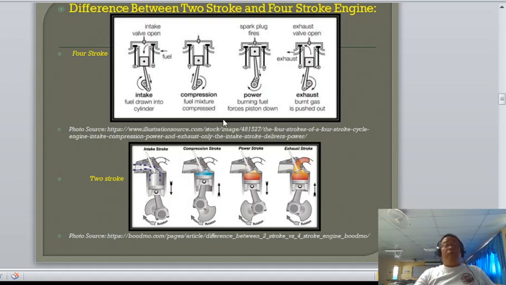So let us now consider the difference between the two-stroke and the four-stroke engine. We will notice that for a two-stroke engine, the cycle is completed in one revolution of the crank, or flywheel. Take note that the cycle is completed in one revolution only. But for a four-stroke engine, the number of revolutions required to complete the cycle is 2 revolutions. Meaning, the cycle is completed after 2 revolutions. That is the difference between the two.